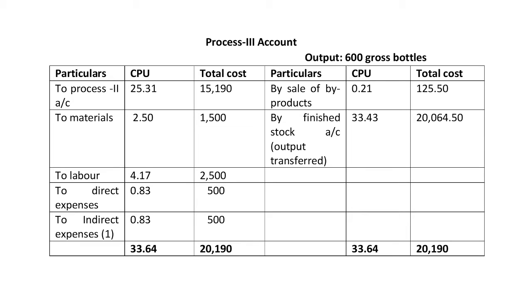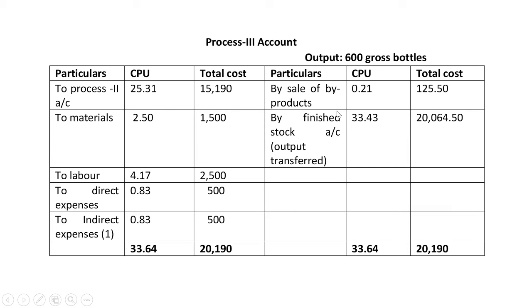So this is how you calculate in process 2. And process 3, see, process 3 again the same procedure you have to follow. Bring down the balance from the process 2 account. You have brought the values. You can see here 15,190, and your current cost per unit is 25.31. Same thing for materials, labor, direct expenses and indirect expenses, everything comes the same. And again the sale of by product given in the question, 125.5, you have to take here. You divide it by 600 and you will get 0.21.